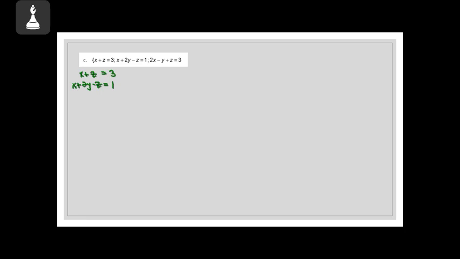So x plus 2y minus z equals 1. 2x minus y plus z equals 3. Now there's a reason I did this. I picked this way because the middle equation has minus z, first equation has plus z, third equation has plus z. So if I pair the first with the second, already has opposite z's. The second with the third already has opposite z's, and they're just going to cancel out right away.